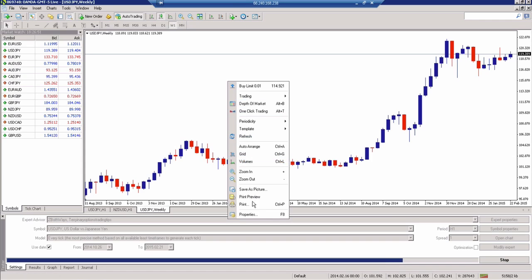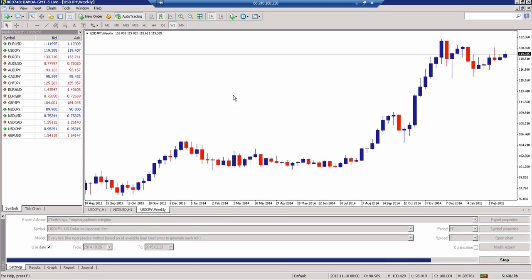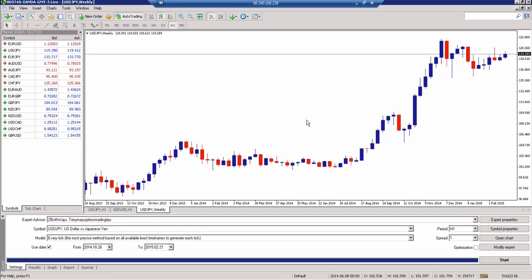Okay. Now, over on the right, as far as I can go, you'll see that price is rising in a well-formed bullish trend.